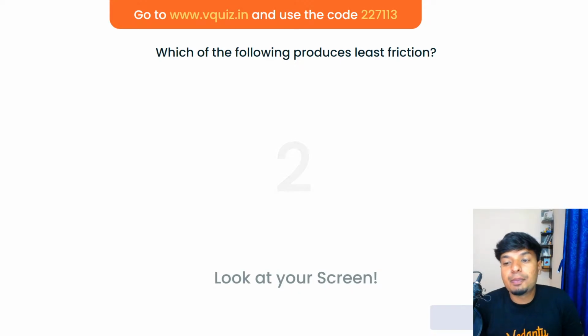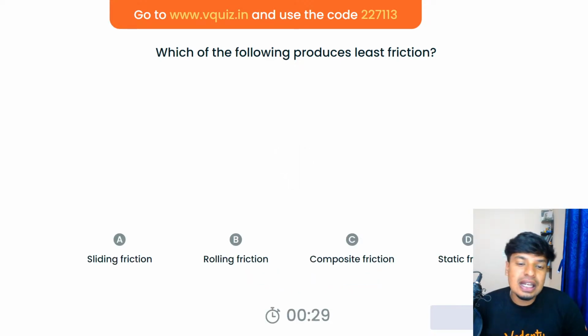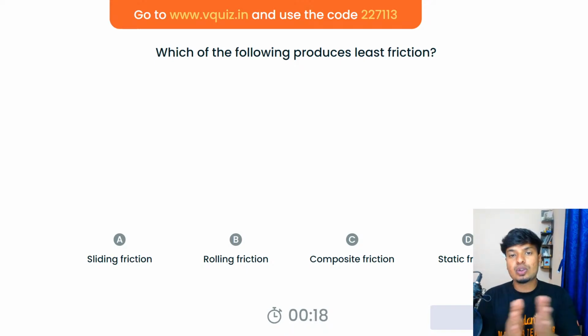Which of the following produces least friction? Sliding friction, rolling friction, composite friction, static friction. Least friction. Come on, you guys all know this. Which of the following produces least friction? Everybody, let's go.